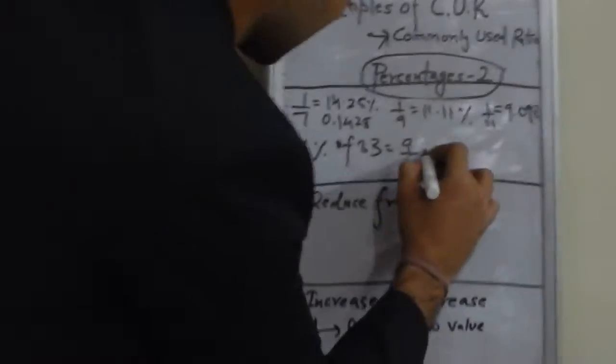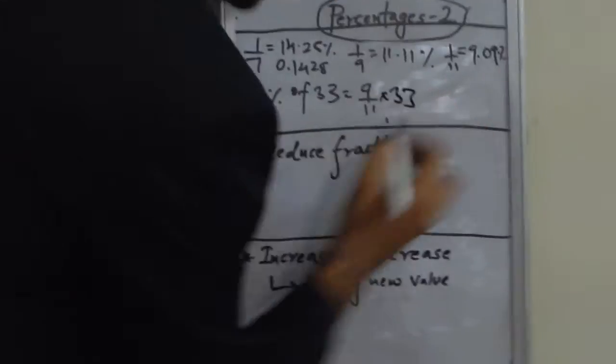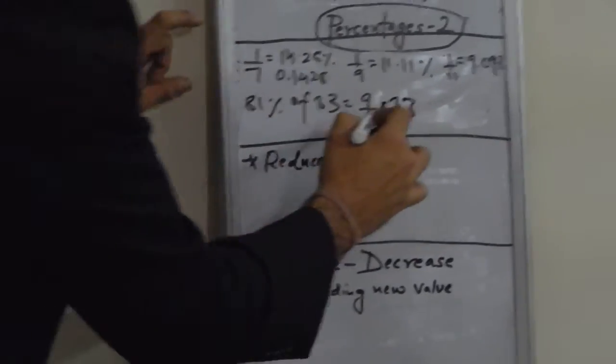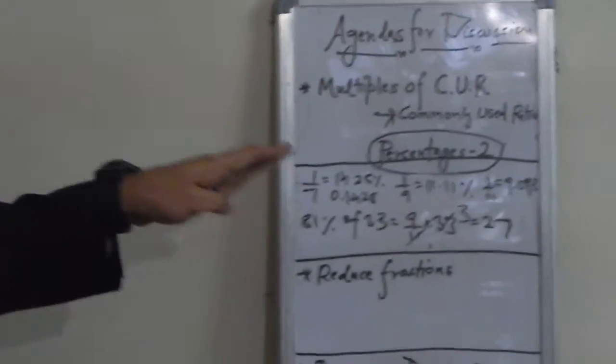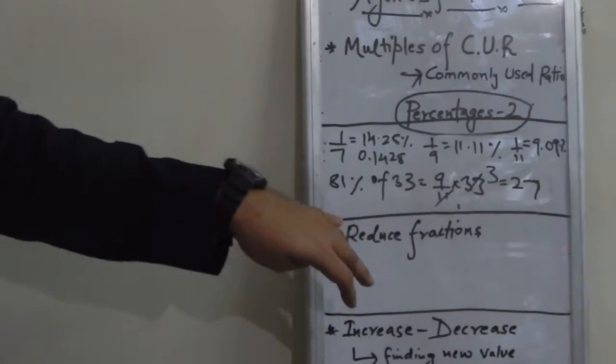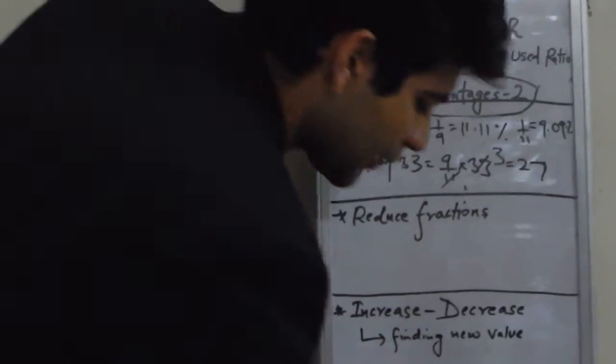Very close to it. So 9 by 11 of 33, which you can easily cut short, will come close to 27. So you know 81 percentage of 33 is very close to 27. So this is how these multiples of commonly used ratios can be effectively used. We'll look at one more example.